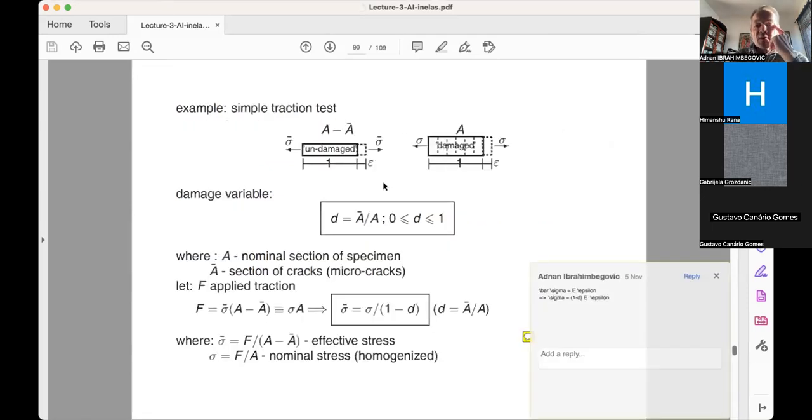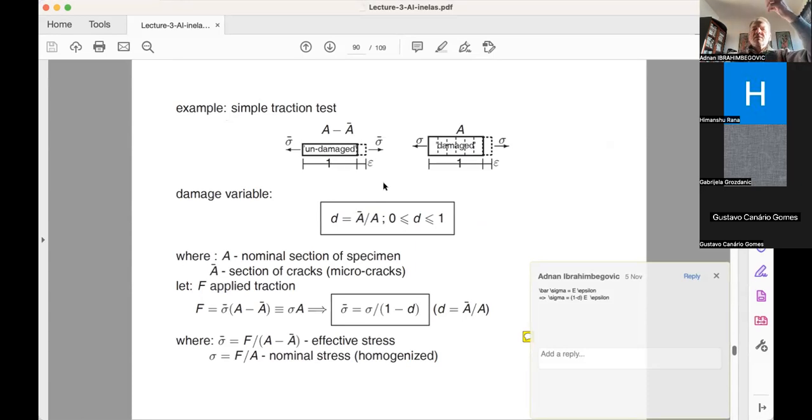So here's, for example, the motivation. Imagine you take a simple tension test with a material which is prone to cracking. First of all, this type of material, like concrete or whatever it is, you cannot put in the testing machine, because if you grab it, it will be broken. Contrary to steel, it doesn't have this resistance to be put in the testing machine.